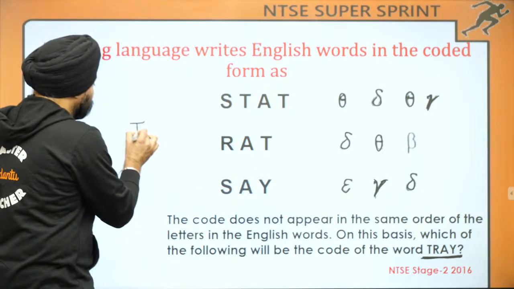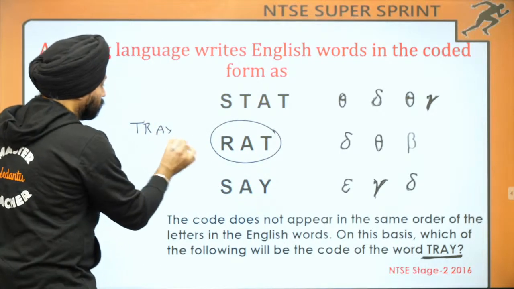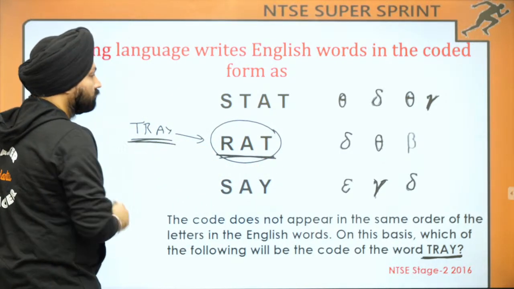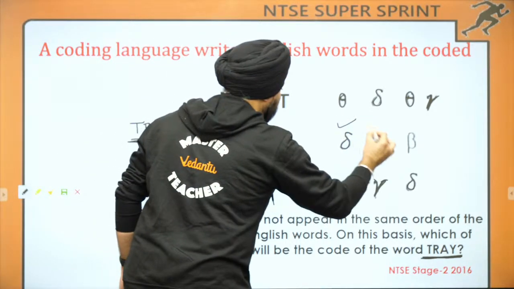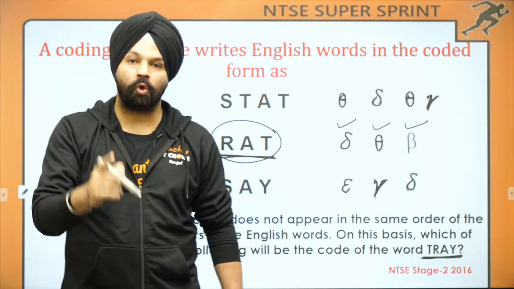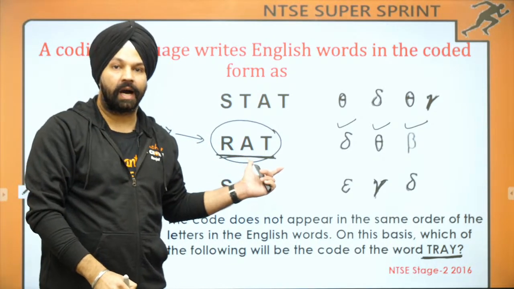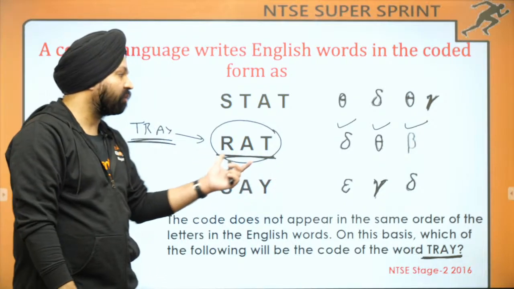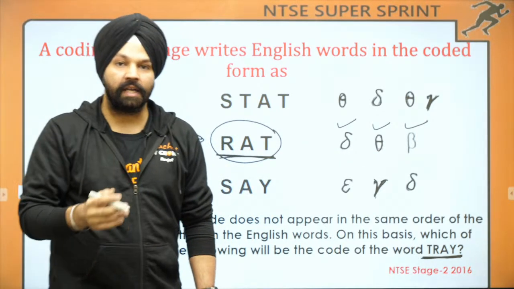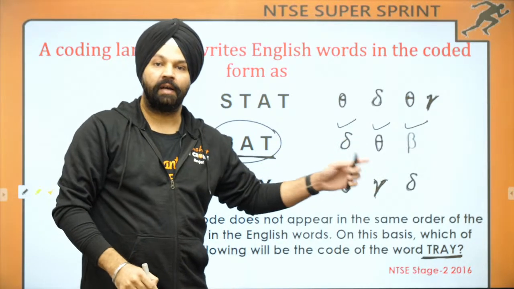If I have to calculate tray, 3 of the alphabets of tray are here. That means the answer to the tray should have a delta, a theta and a beta. I repeat once again. I am looking for a code of tray, and the tray word has got this word TAR or RAT. Now the code for RAT is delta, theta and beta. That simply means I need to look for an option which contains delta, theta and beta.